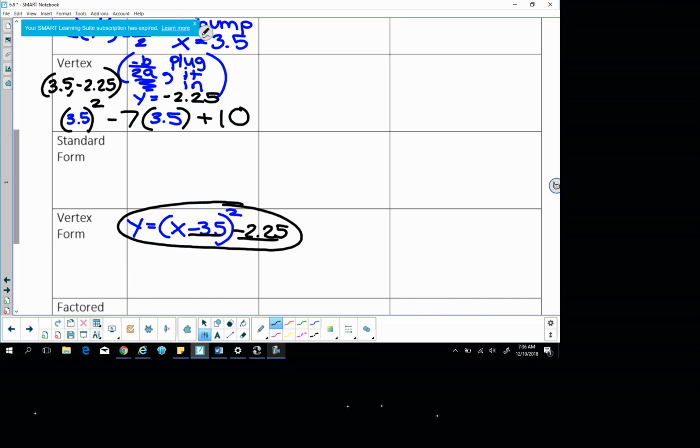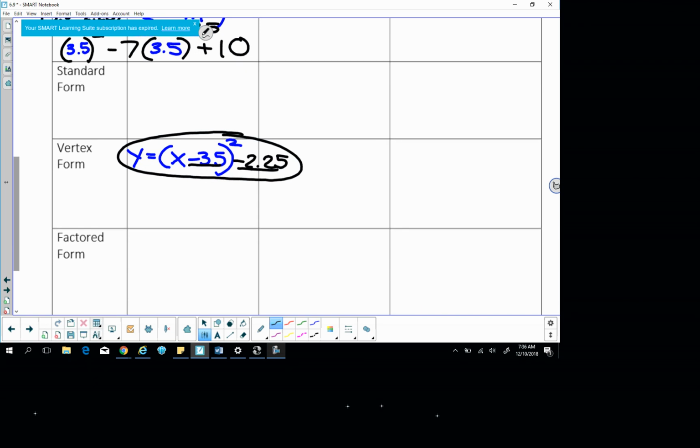Does that make sense? Or you can do completing the square. Factoring is just when I write it out, right? x squared minus 7x plus 10. And I do my a, c, b. So what is 1 times 10? 10. 10 and it adds to negative 7. What two numbers multiplied to 10 add to negative 7?